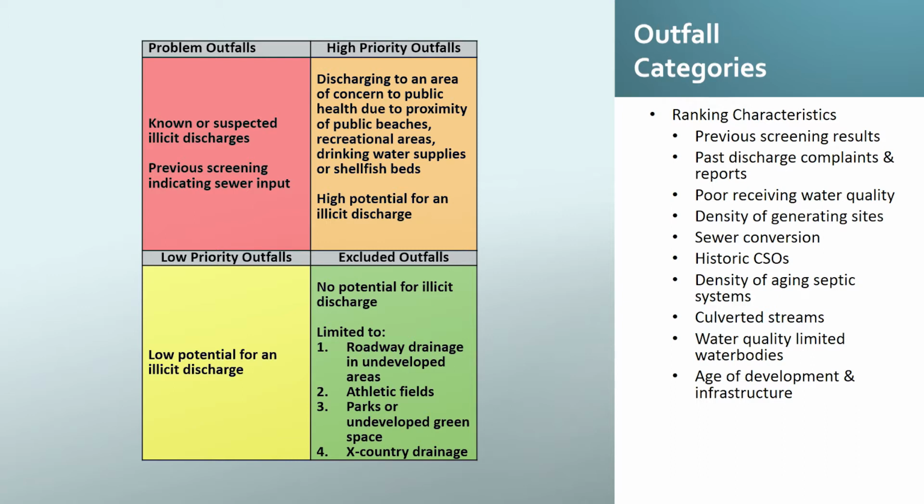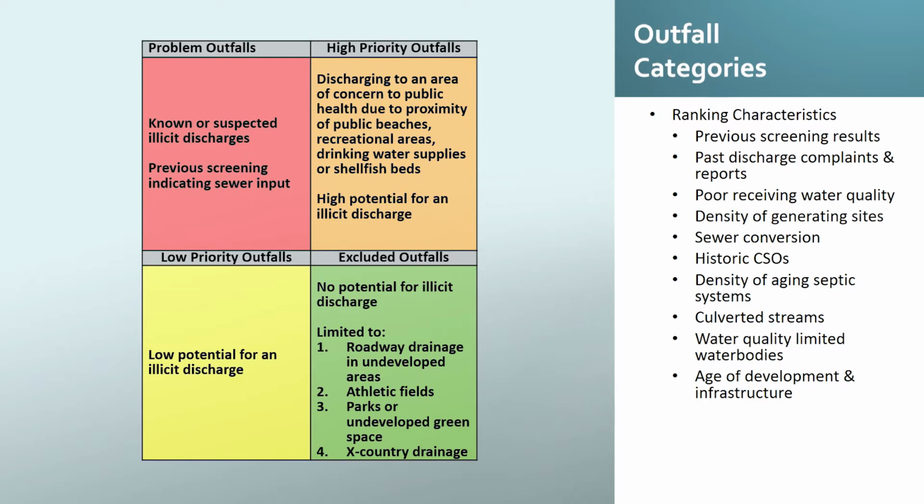So by looking at your catchment areas, you'll rank them based on these characteristics. You'll look at each individual catchment, and you'll look for the presence of these characteristics. Has there been any previous screening? Do you have results from outfalls that were screened that could help guide you to determine if these outfalls are high or low priority? Do you know of areas where you have complaints from the public?